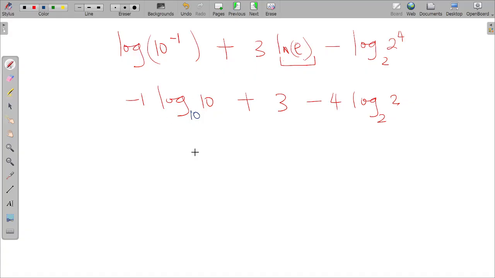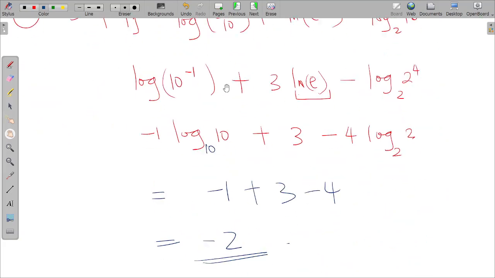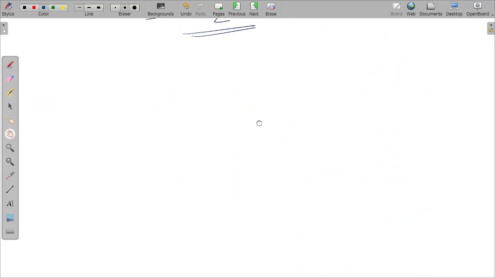So this becomes minus 1, this is 3, and this is minus 4 because log base 2 of 2 gives 1. So 3 minus 1 is 2, minus 4 gives minus 2. That means this whole expression is equal to minus 2. All right, that is fine.